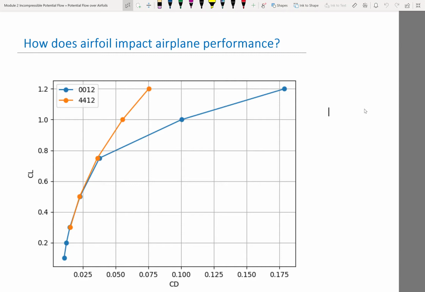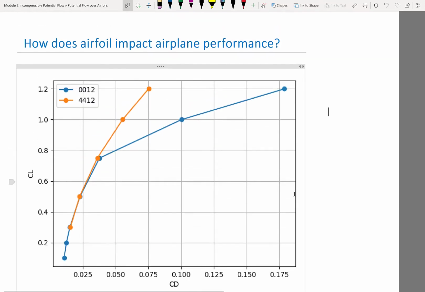The other one is 4412. So the thickness is exactly the same, except there is some camber, not even significant, like 4% of the chord length. The maximum camber is 4% of the chord length. That's what the first 4 means, the maximum camber as a percentage of the chord length. The second 4 means actually 40%. So that's where the maximum camber is. The last two digits are thickness. So these 2 airfoils actually have the same thickness.